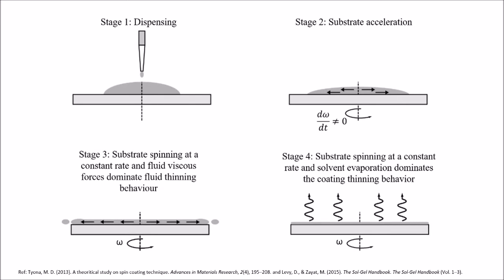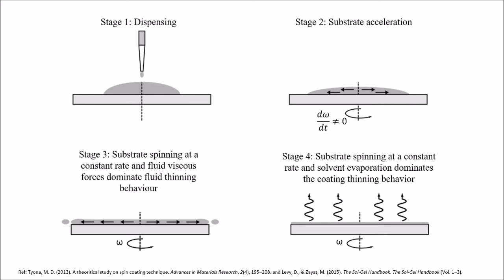The fourth and last stage occurs when the solvent evaporation dominates the coating thinning. At this point, the coating is effectively transformed into a layer. Usually, higher rotational speeds and longer spin times create thinner films.